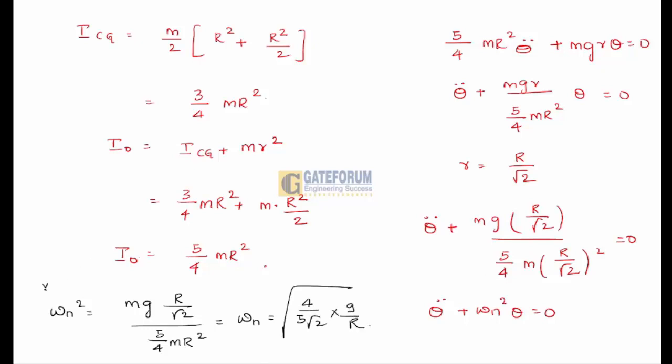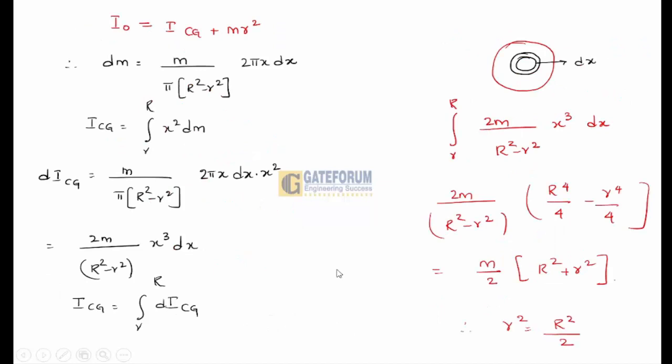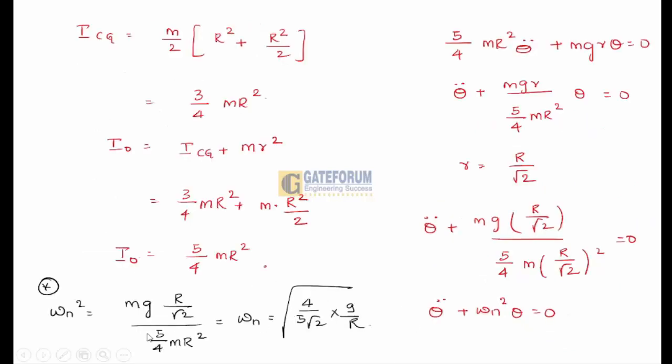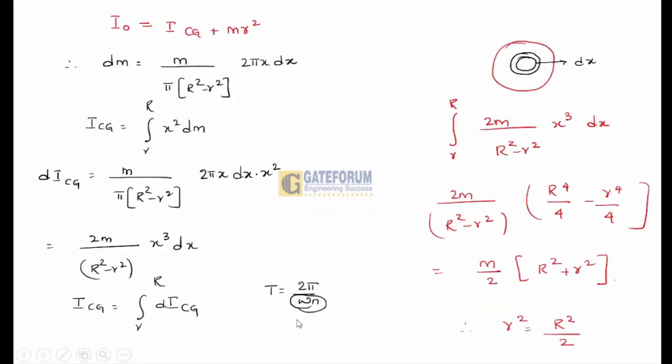This is the omega n formula. From there we know the time period t is equal to 2 pi by omega n, right? Substitute omega n is equal to root 4 by 5 root 2. You will get t is equal to 2.66.